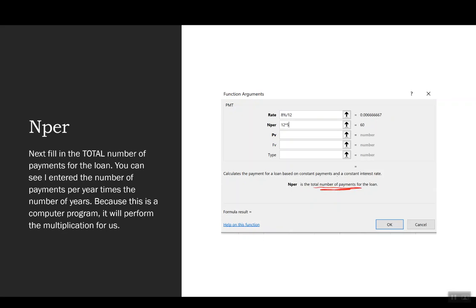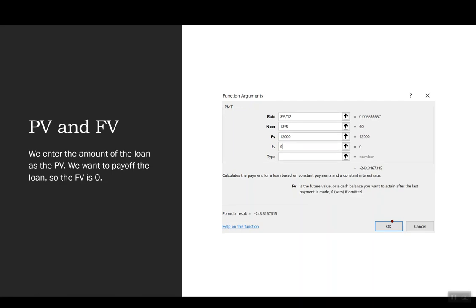It gives an explanation. Luckily, this is a computer, right? So it has a program. It can do math. So you don't have to say, oh, I know 12 times 5 is 60. You can tell it 12 times 5 and it'll calculate that that's 60. PV means what's the amount of the loan. Notice, don't put any commas in there. It'll tell you error, so you just want to put it in exactly how it is.